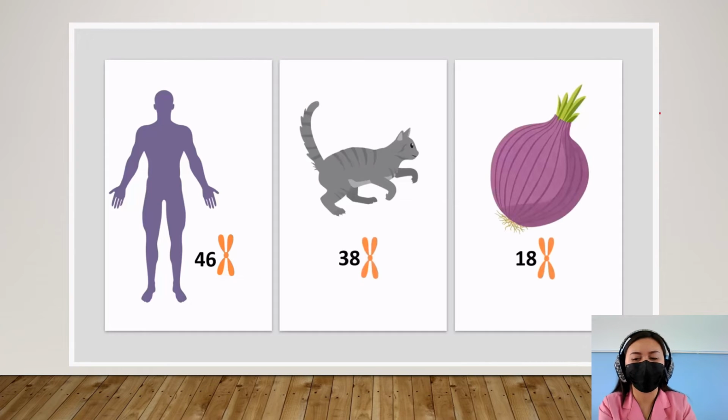So this one, human, has 46 chromosomes. Cat has 38 chromosomes. Onion has 18 chromosomes. So as you see the difference, human has the highest chromosomes among the three. Okay.